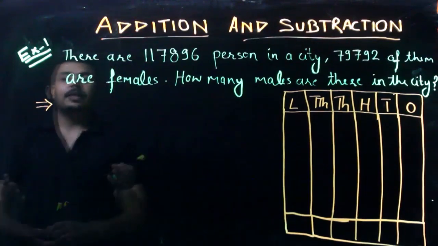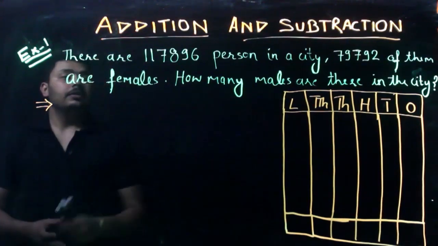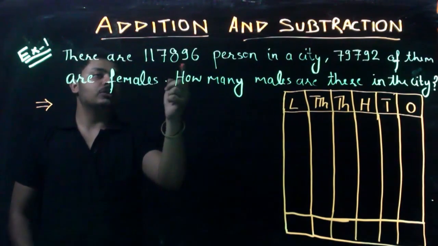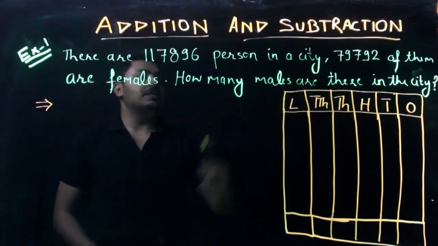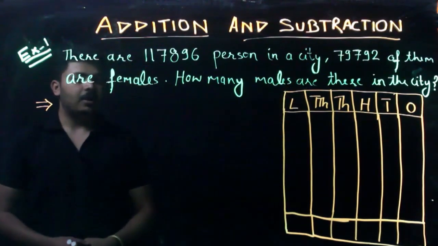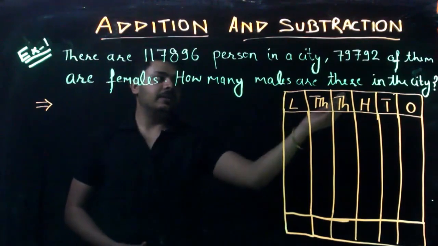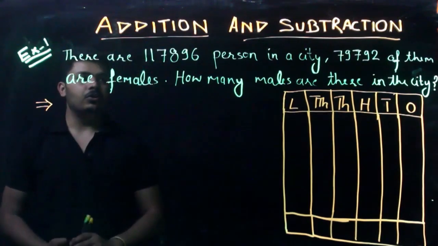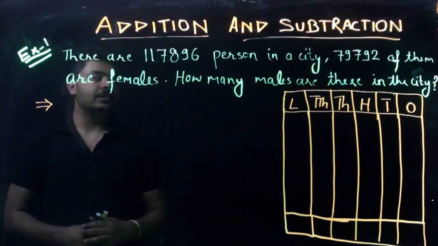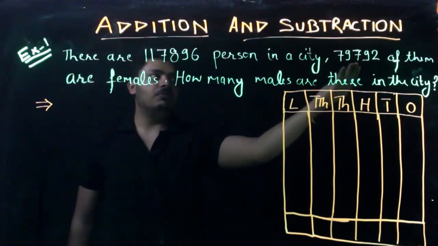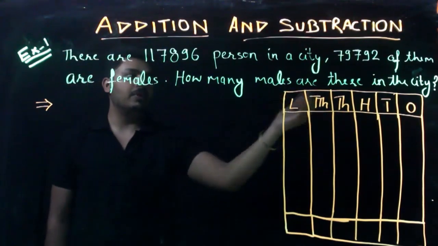So students, let's take a look at example number 1. There are 1,17,896 persons in a city. 79,729 of them are female. How many males are there in the city? So we are given total persons in a city, that is 1,17,896, and out of them we are given number of females. So we have to find number of males in the city.